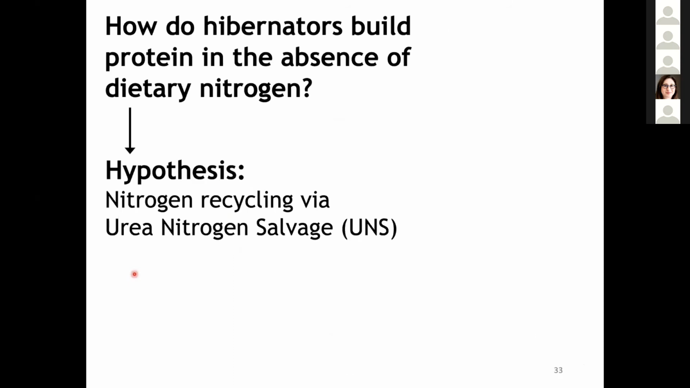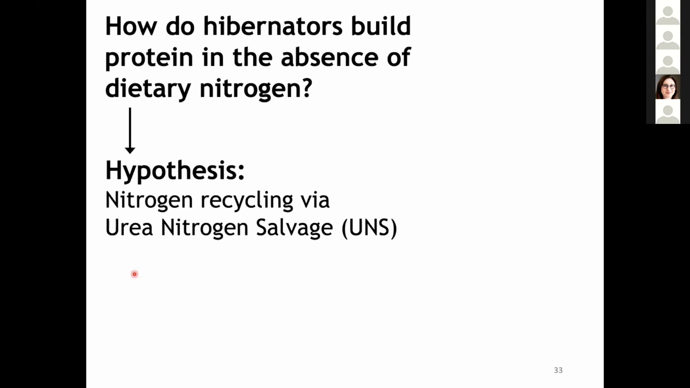So the question, therefore, is how do hibernators build protein in the absence of dietary nitrogen? And this is where the gut microbiota comes in. One longstanding hypothesis posits that hibernators, like ruminant animals, recycle the nitrogen in the urea they produce through a gut microbe-dependent process called urea nitrogen salvage, or UNS, as I may abbreviate it.